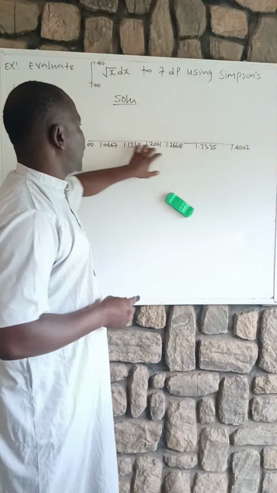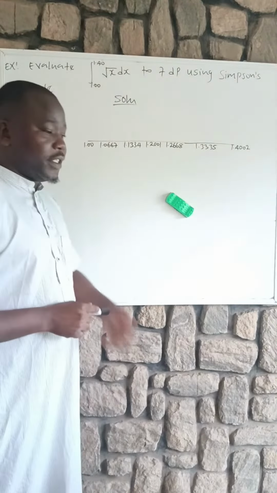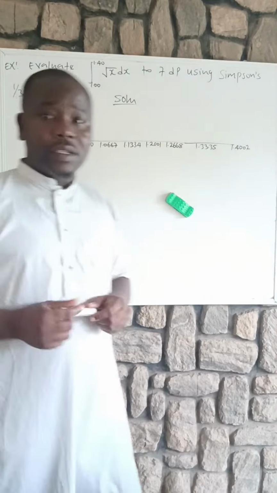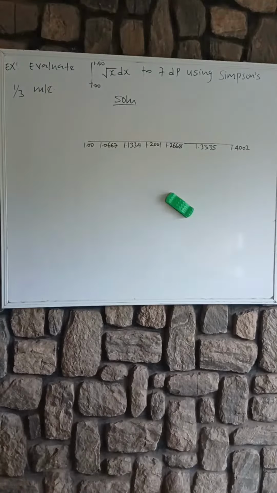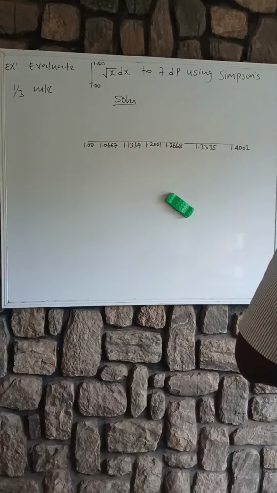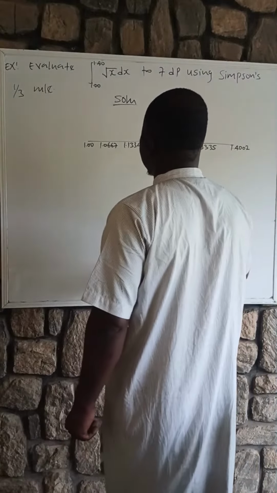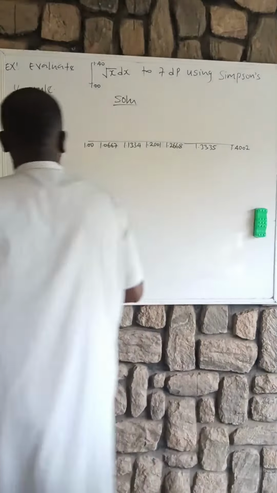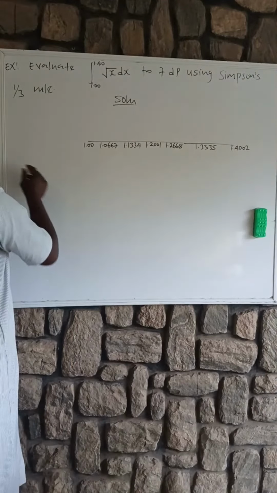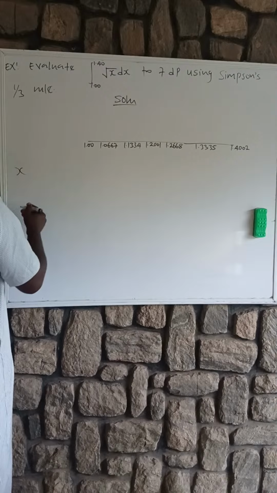So in between these numbers, we have 1, 2, 3, 4, 5, 6. Can you see now? So it means your n is what? 6. True or false? Your n is 6. Is that clear? So let's move further. We are going to do the same thing here. So it means let us have a diagram. X. Is that clear?